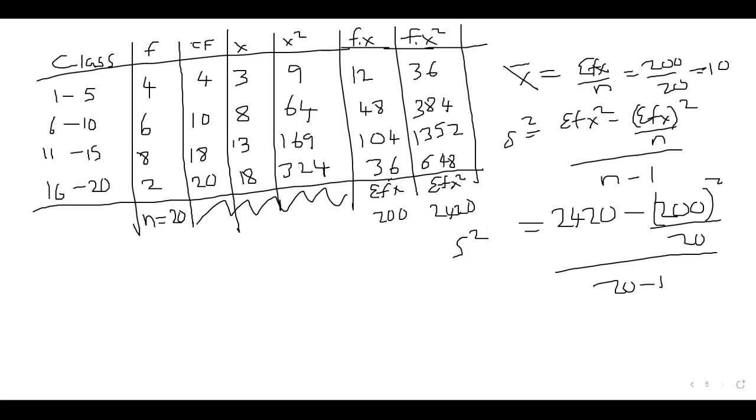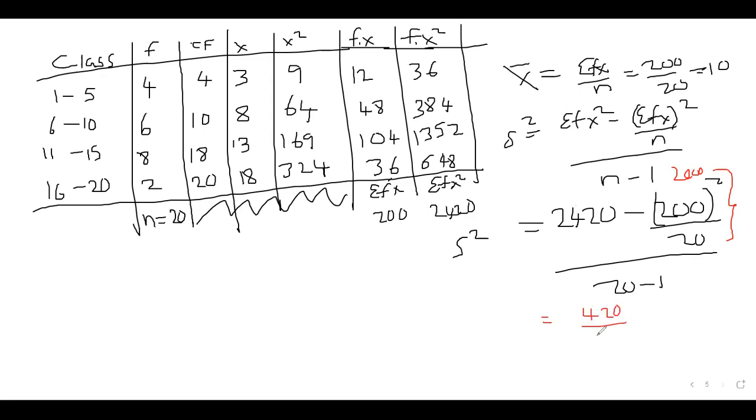So let's start: 200 divided by 20. 200 squared divided by 20 is that from here. You need to be careful on how to apply this part. So what do we get here? 2000. It is 2000, right? Correct. Are you sure 200 squared divided by 20? This is 2000, yes. So 2420 minus 2000, what do we get? 420, right?